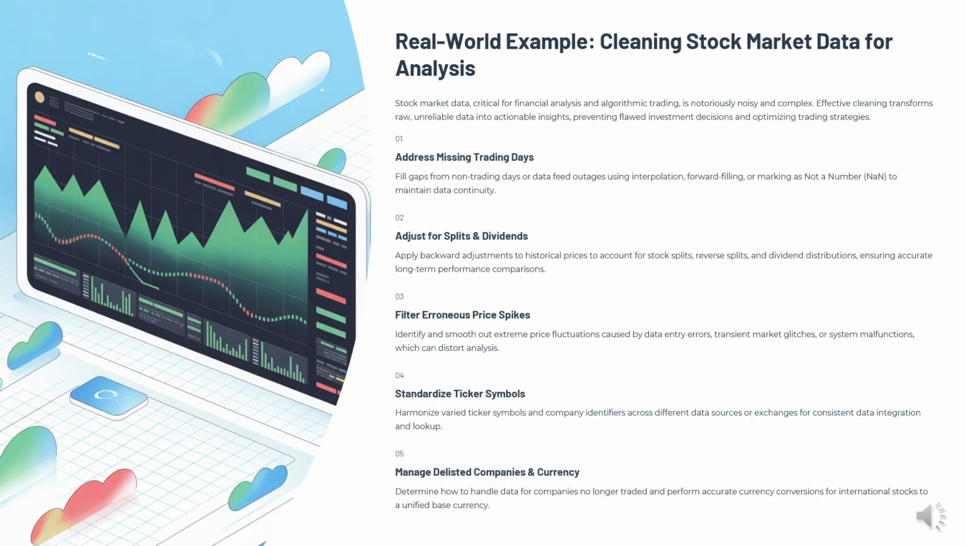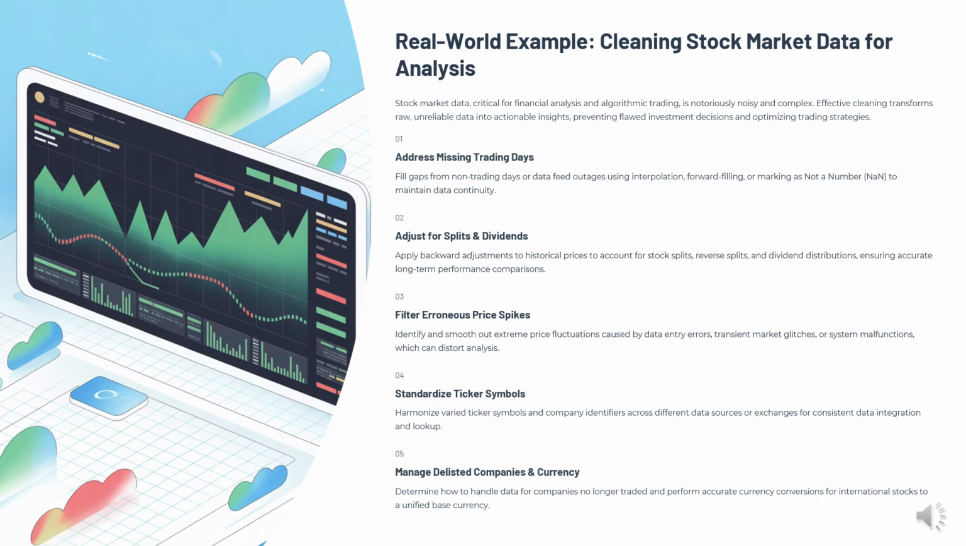Let's take a real world example of cleaning stock market data for analysis. Let's look at a real example of cleaning stock market data. Imagine you download daily stock prices from multiple sources. At first glance, it looks complete, but problems hide beneath the surface. Some dates are missing due to market holidays. Prices appear duplicated, and formats don't match across files.